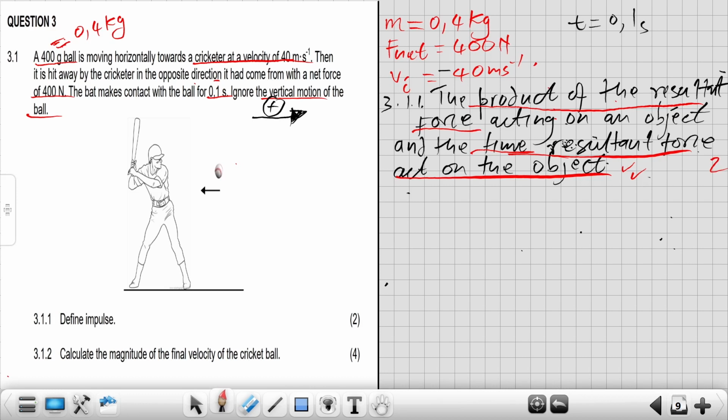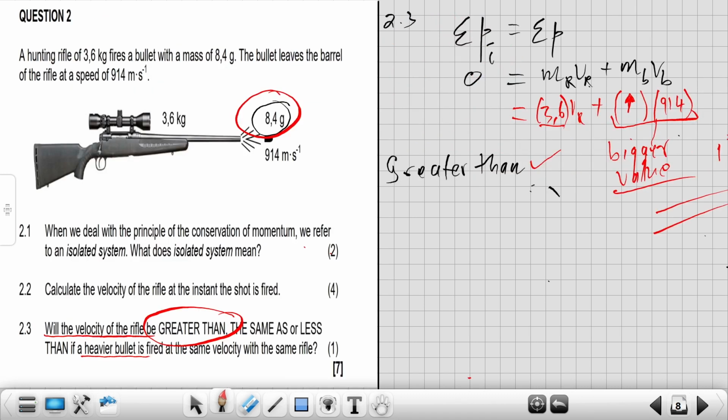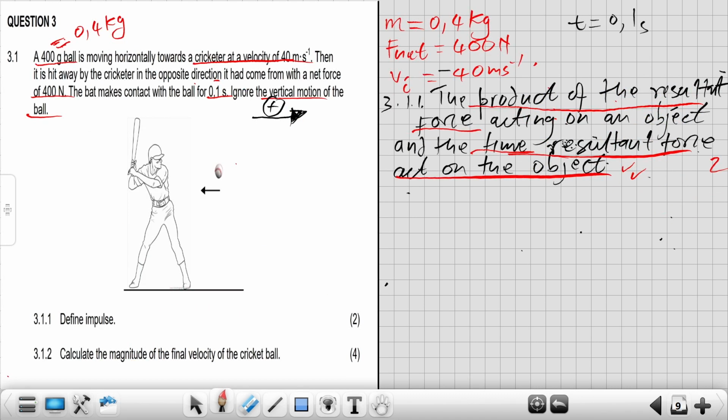So the idea here was we chose this question to emphasize that you now have to know the definitions. The first one we did in this question was isolated system. This one is impulse. So the other questions that are going to come will be different definitions, because the idea is to try and cover all the definitions that are possible in this section.